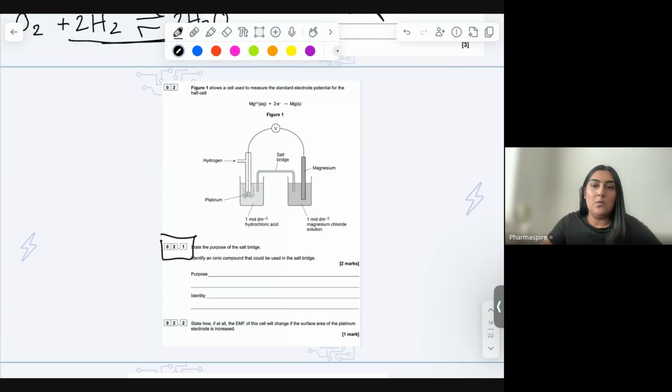Okay, cool. Right, so state how, if at all, the EMF of the cell will change if the surface area of the platinum electrode is increased. Okay, well, does platinum have an effect? What's the property of platinum? It's inert, right? So you need to think it's inert, it's not going to have an effect on anything. So you say no change, yeah? Cool.